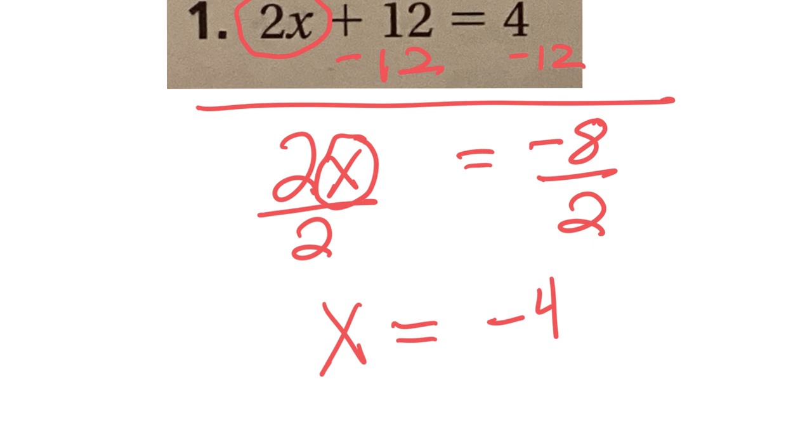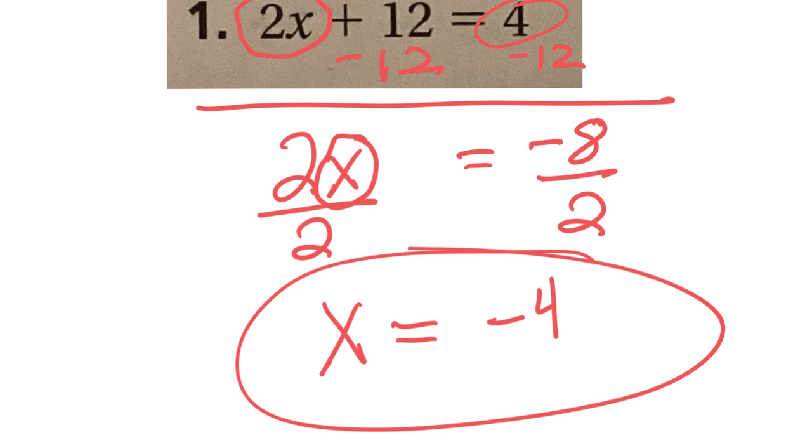Now, let's check it. I'm going to put 2 times negative 4 plus 12, and let's see what that gets me. So I first do the multiplication, because now I'm doing it in the correct order using PEMDAS. 2 times negative 4 is negative 8. Negative 8 plus 12 equals 4, and so that checks out because that's the same as that. So x is negative 4.